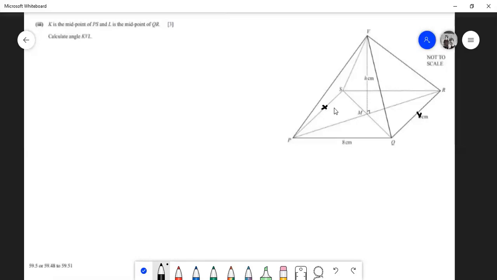Wait, guys, I need to digest this question a little bit. We want to find KVL. K is the midpoint of PS and L is the midpoint. Okay, I got it. So K is here and L is here. So what they want you to find is this thing here. You can see I'm going to project all the way on top. That means a triangle inside a triangle. So they want you to find the angle sitting up there. It's really not a big deal. You just need to know your units, and then you should be able to do it.